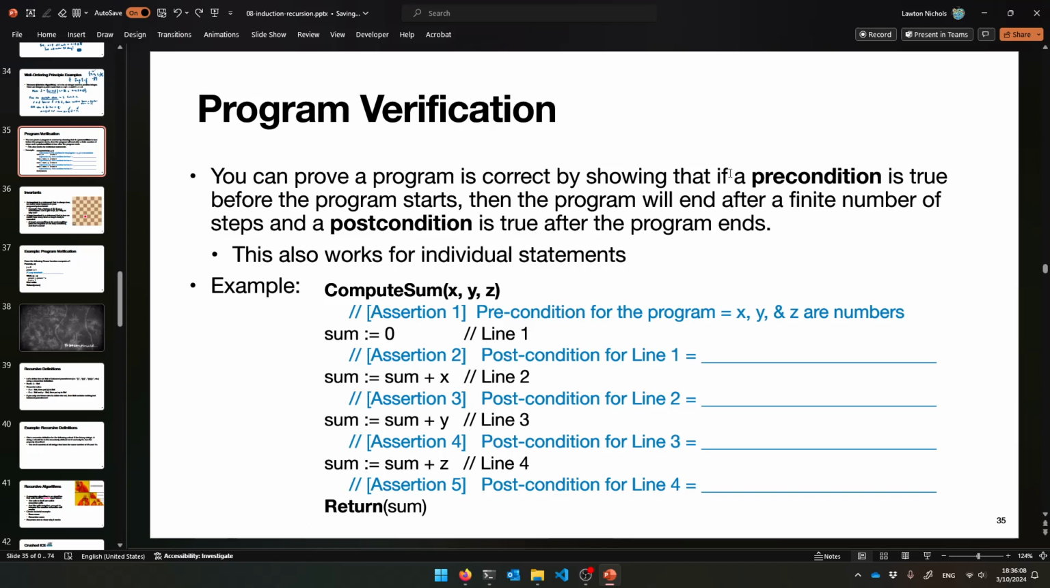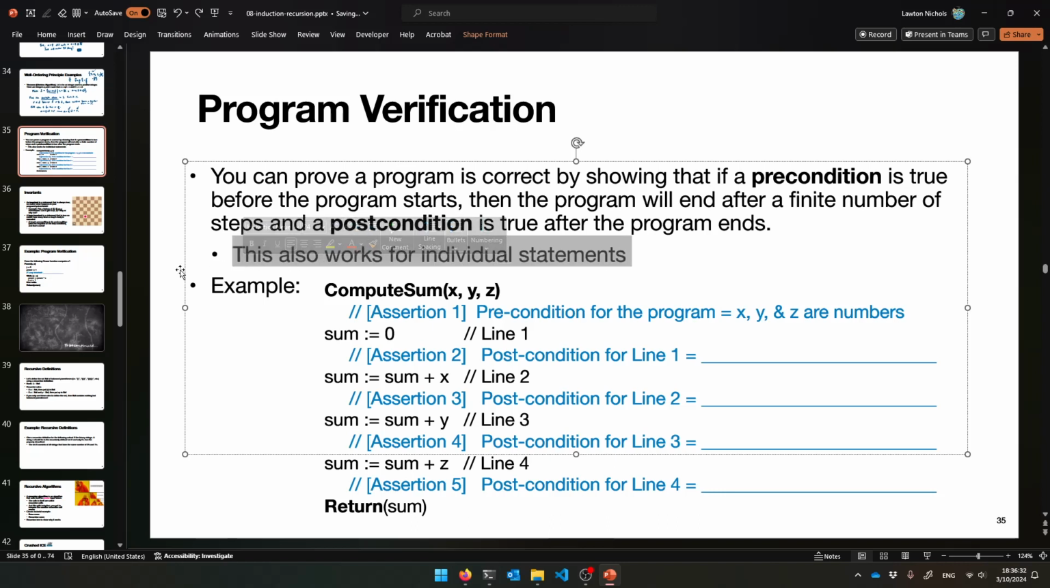One way to do it is to show that if a certain precondition is true before the program starts, a precondition is just a logical statement that is true pre-everything, right? Precondition, before everything. Then we want to show that the program will end after a finite number of steps, that it's not stuck in an infinite loop. And then also, there's a post-condition that's true, all right? Post, after everything's over. And so you can also do pre- and post-conditions for individual statements, all right?